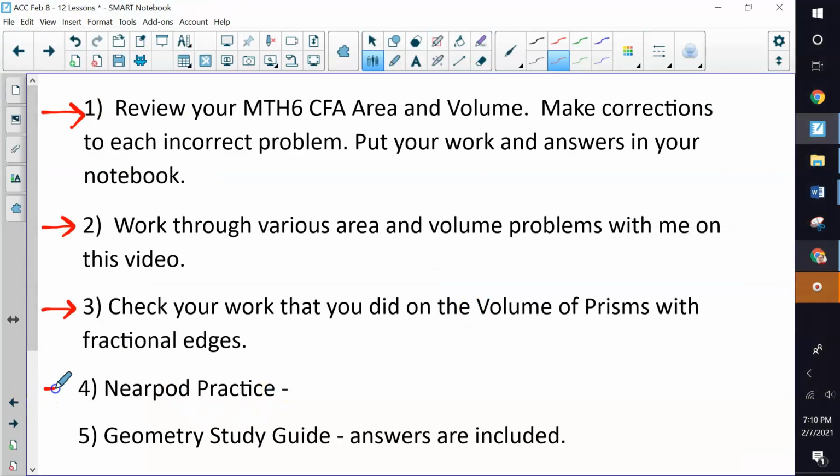And then when you're finished going through that and all the answers and checking your work, then there's a Nearpod practice. You'll see that in the folder. And if all of that is complete, then you'll do a geometry study guide. The answers are all included in there. Get ready for the test. The unit test is going to be the next time we meet. Okay, so that's today's lesson right here.